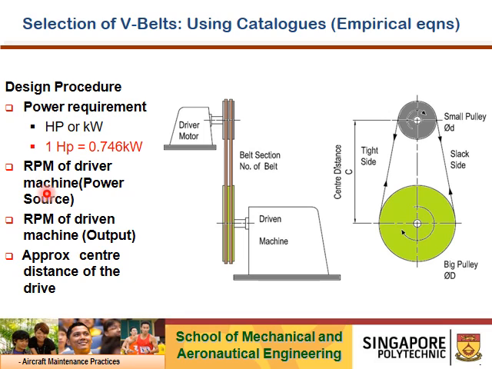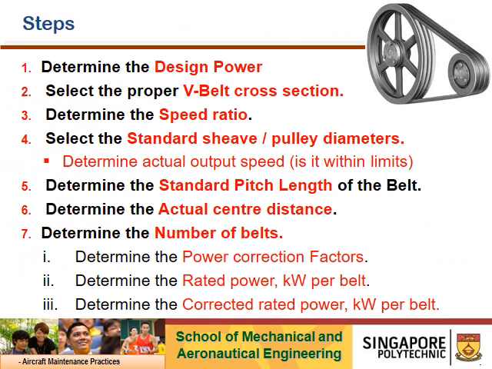Most of the time you will be given the revolutions per minute of the driver machine, that means the power source, the motor, and the driven machine, the output, and the approximate center distance of the drive. These will be the variables given to you, and most of the time the questions will, based on these variables, ask you to calculate the number of belts needed. In this case, from this diagram here, we know that 2 V-belts are needed to drive the machine.